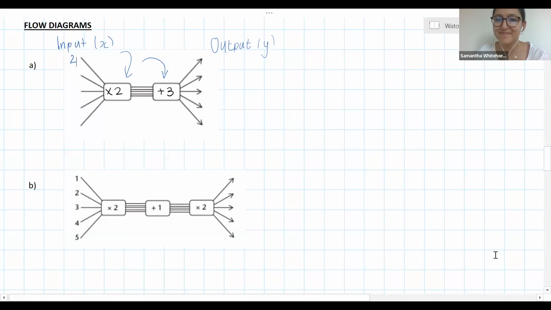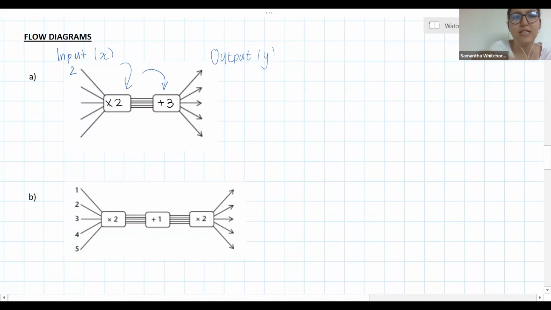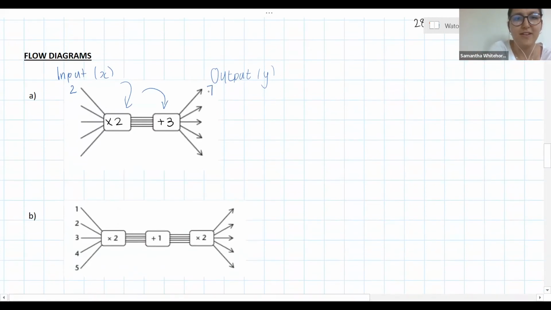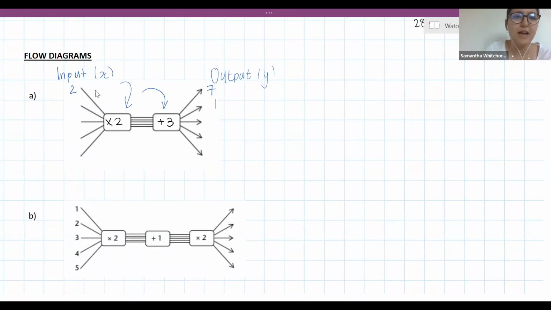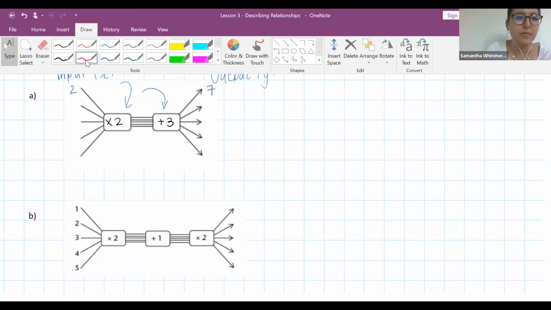Let's go, Tepi. I'm cheering for you so you can love flow diagrams. Okay, everyone who hates flow diagrams, let's raise our hands up so we can answer the question. Then we can love it. Okay, I see Tepi's already put it in the chat. Awesome. 7. Nice. So 2 times 2 is 4, plus 3 is indeed 7. So that would be our output. Okay, I can see there's lots of hands, so I'm going to leave them there.